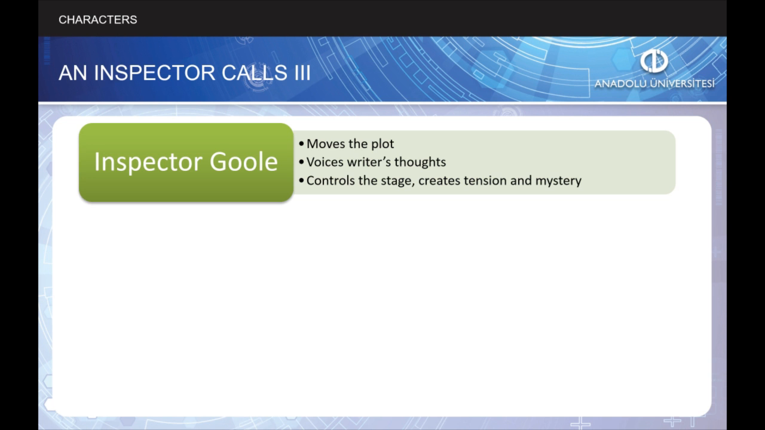Let's begin with the characters. The first character to analyze is obviously Inspector Goole. He is the mysterious character who has many functions in the play. He moves the plot forward, voices Priestley's opinions about social classes and personal responsibilities. He is also the character who controls the stage with his clever interrogation techniques. He is the main source of mystery and tension in the play.